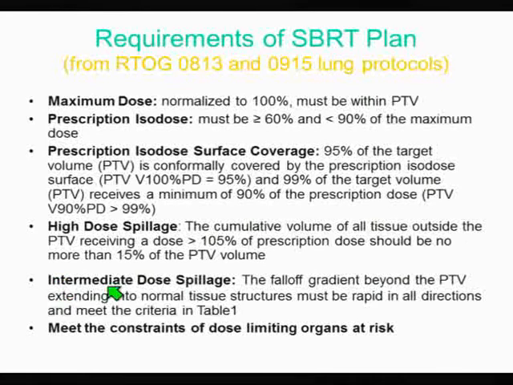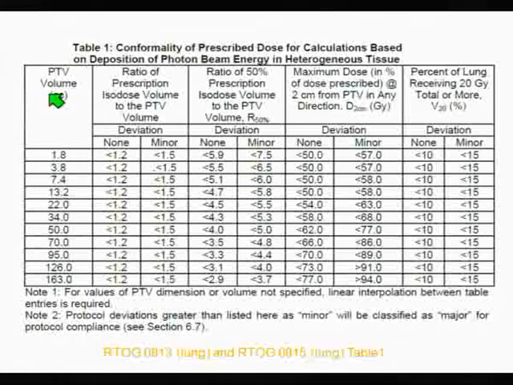And there are, most importantly, intermediate dose spill requirements. So the fall-off gradient beyond the PTV extending into normal tissue structures must be rapid in all directions and meet the criteria in Table 1. Of course, you have lots of other limiting constraints like cord, kidney, ribs. So this table, the so-called intermediate dose fall-off table, is very important. This is actually the part of treatment planning that is most difficult to meet.